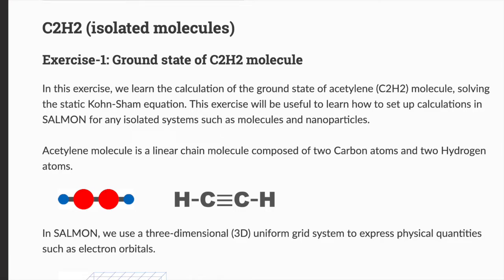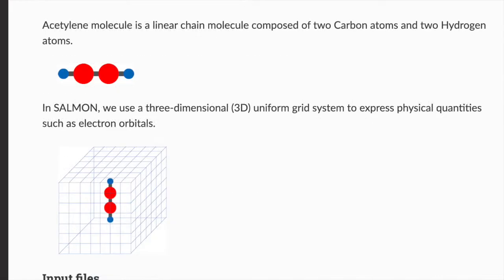In exercise 1, we calculate its ground state. To investigate the optical response of this molecule, we need the ground state solution as the initial state. Therefore, calculations using SALMON must first determine the ground state of the system. SALMON solves the Kohn-Sham equation for electron orbitals based on the density functional theory. SALMON uses a uniform grid for 3D Cartesian coordinates to represent the orbital function of an electron.